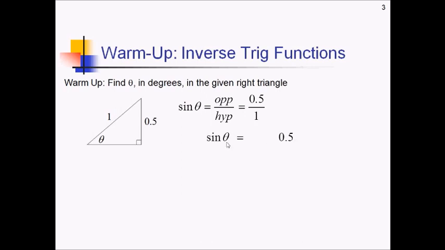Now how do we get theta? Well, we have to use sine inverse, this little sine with a negative 1 that's not really an exponent. And we can't just do that to one side, we have to do it to both sides. On the left side, sine inverse and sine cancel out, leaving us with just theta. On the right side, let's use the calculator to figure this out.